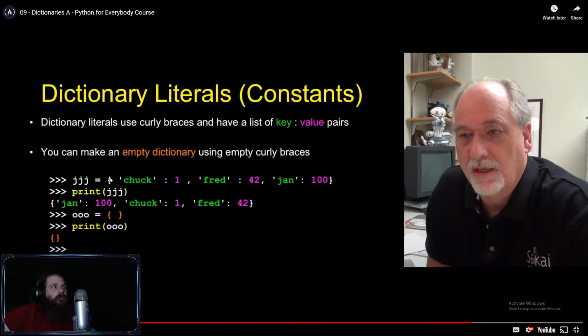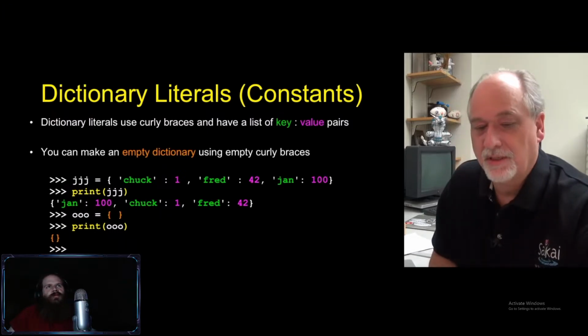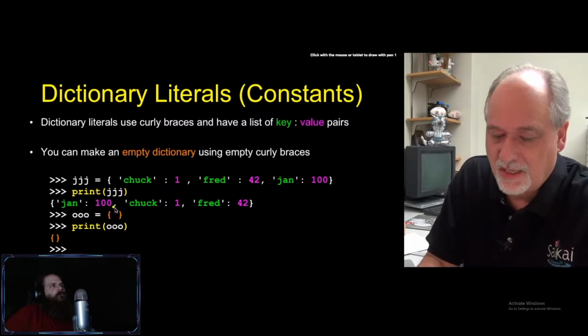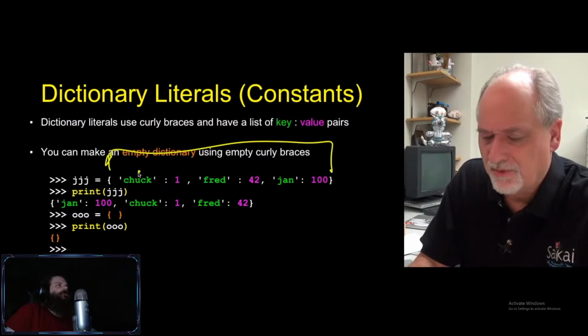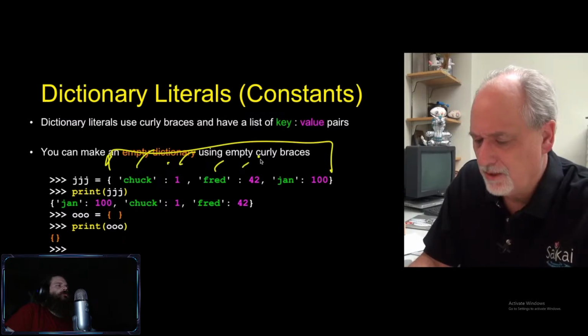JJJ equals curly braces: Chuck 1, Fred 42, Jan 100. Then print. So it just spits out all that. Like lists, we have dictionary literals, and what's nice about dictionary literals is that they use the exact same syntax as the printout. It starts with a curly brace, ends with a curly brace, and then has a series of key colon value, key colon value, key colon value. Oh, it is like print.